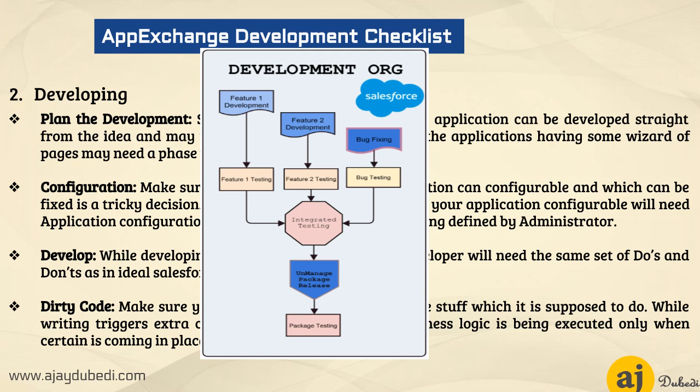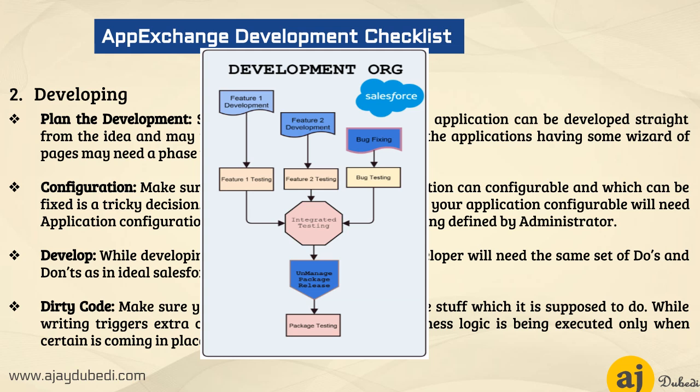If you are doing a multi-featured application development, you should always follow a process where feature development 1, feature development 2, feature development 3 go ahead in different orgs. They can be merged and tested. Once done, they can be integrated in a different org. You can call it integrated testing. And then you can move it to a packaging org. I'll come to what a packaging org is.